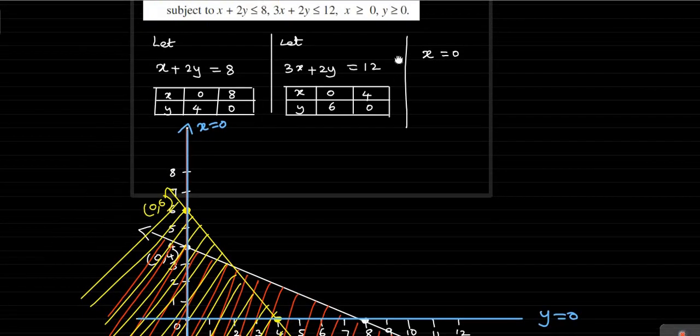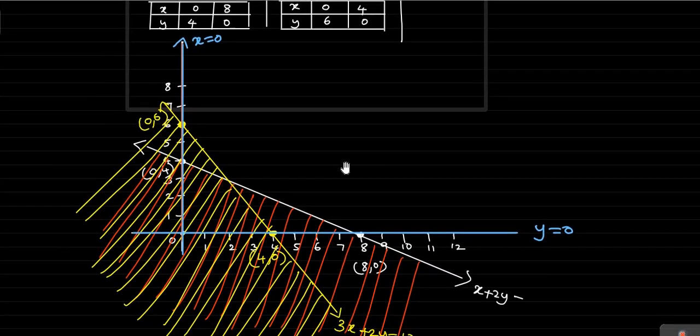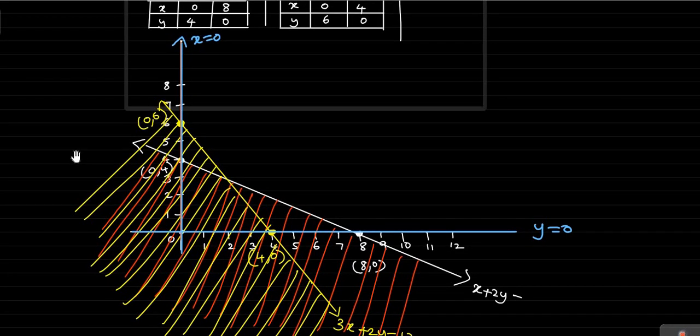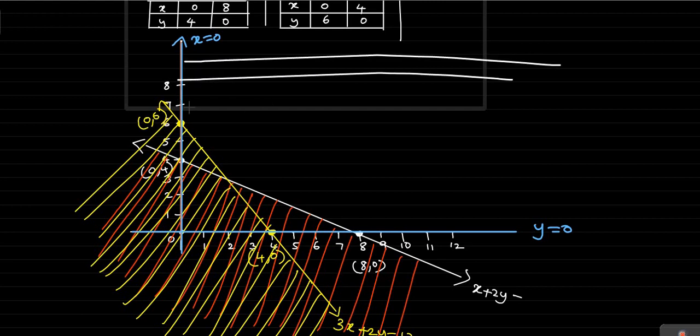Y greater than or equal to 0. That means above the x-axis is a solution. So first quadrant and second quadrant is the solution for the last inequality. Just remember, x greater than or equal to 0 means we have a solution this side.